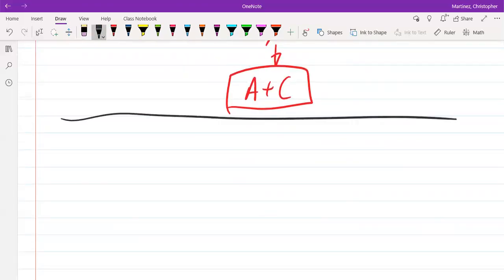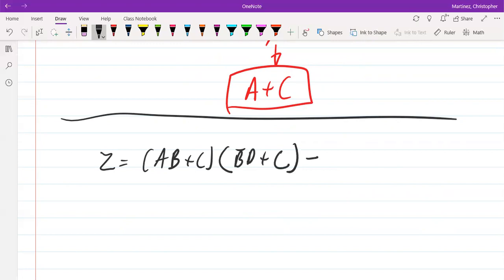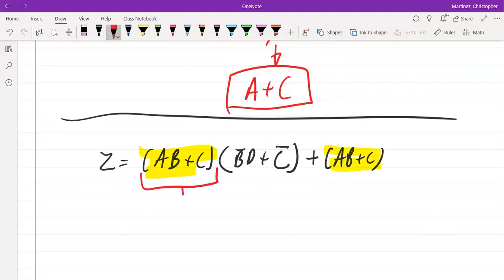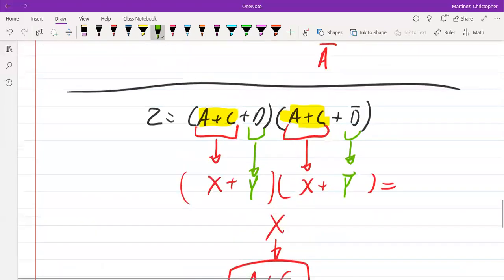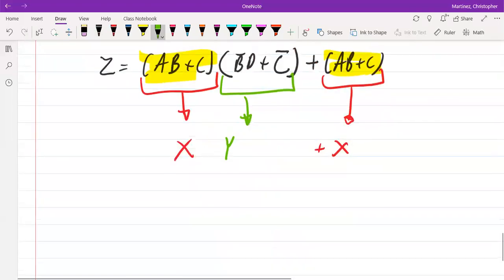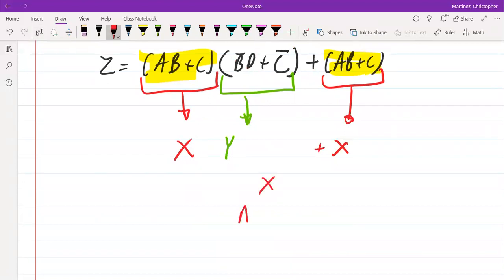All right, let's do another one. Let's say I have Z is AB plus C ANDed with B bar D plus C bar, and AB plus C. All right, so we're going to look for stuff in common again. I have an AB plus C, an AB plus C. Let's make that X. Okay, and then I'm going to have this BD plus C bar. Let me make that Y. So I got XY plus X. I think we did that one already. Yes, we did here. XY plus X, that's just X. And X was our AB plus C. So that's the reduction that we would make.